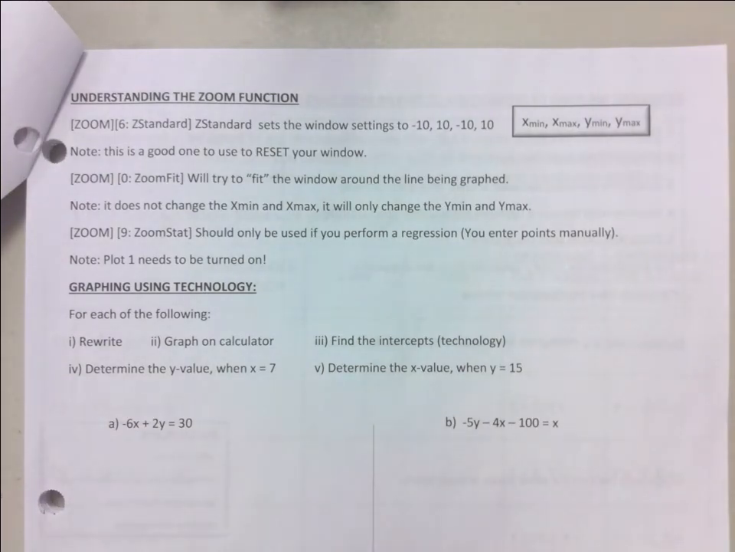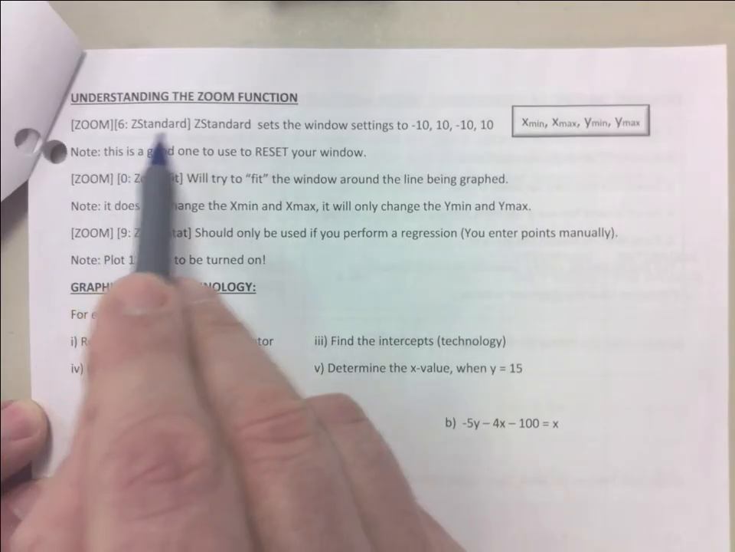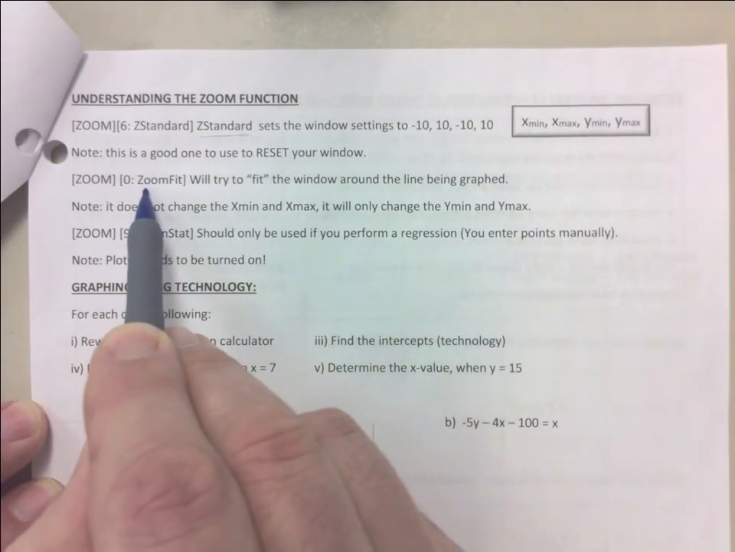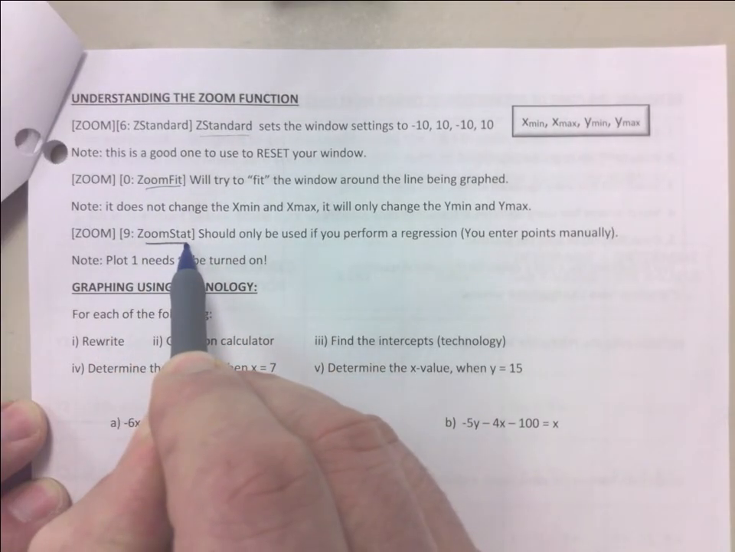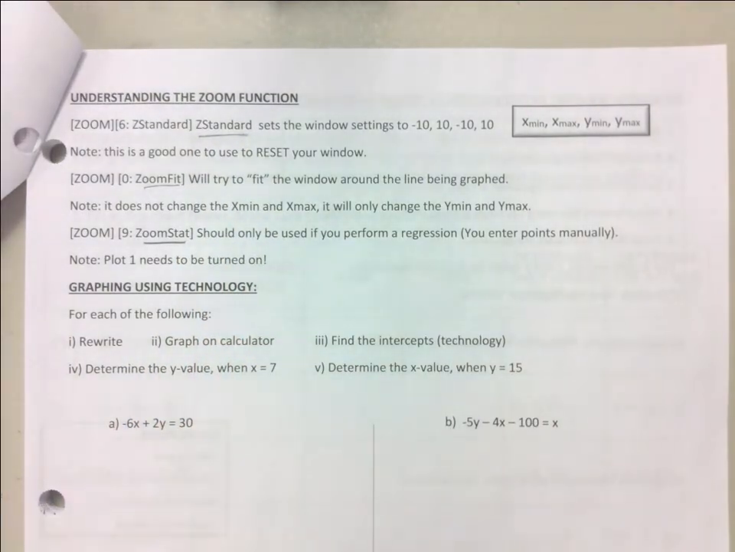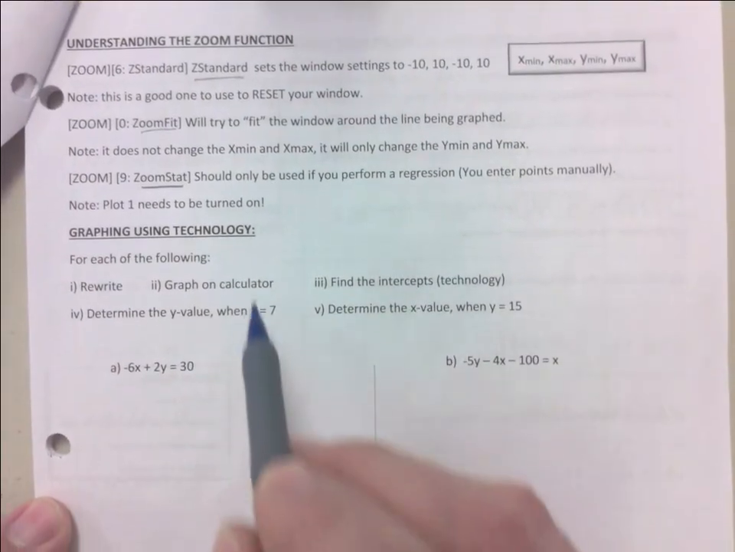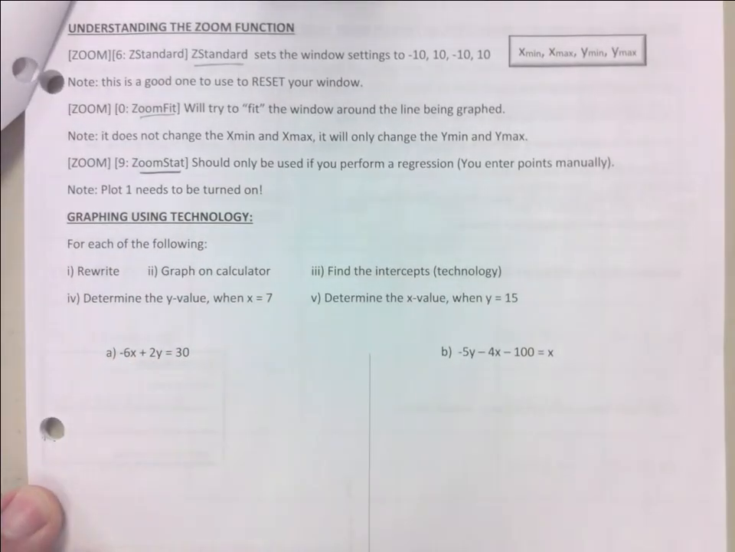All right. Understanding the zoom function. You know what? I will skip that because you know how to use zoom. Remember, you have zoom standard, zoom fit, zoom stat if you do regression. We talked about them. Sometimes I do this unit first, so that's why I have that in there. So anything about windows and whatnot, we're going to skip. We're going to just focus on this part here, graphing using technology.